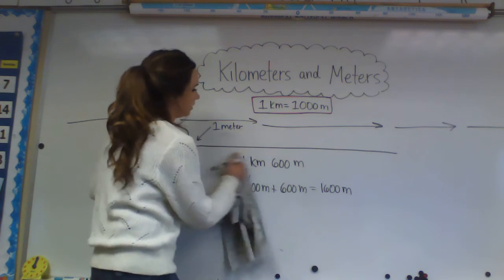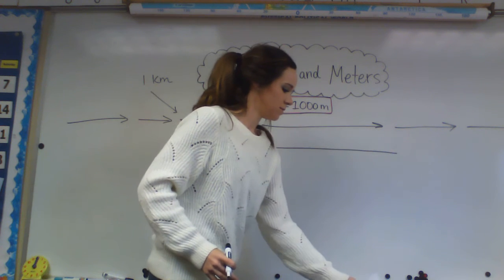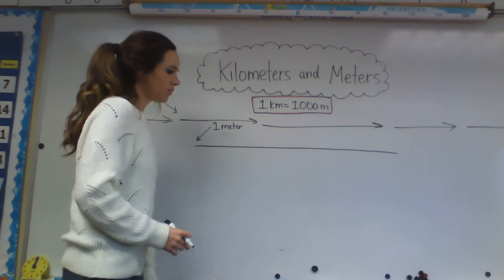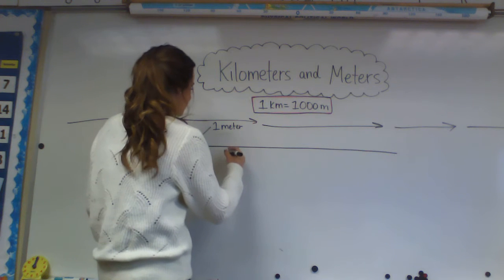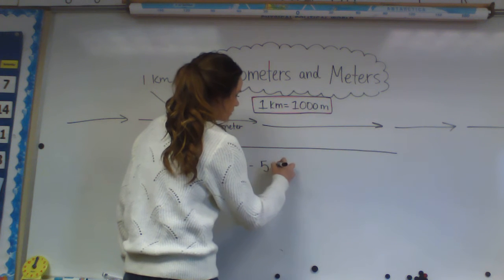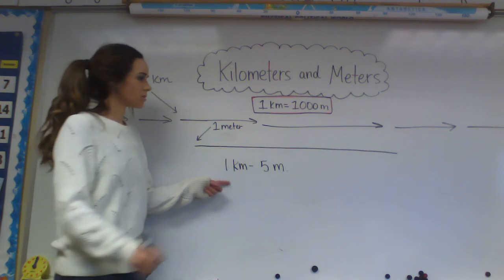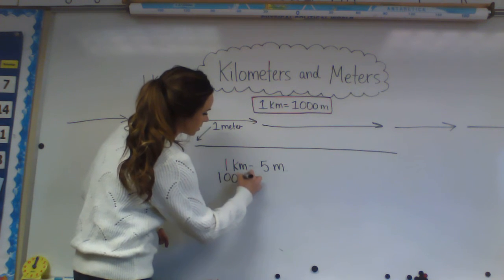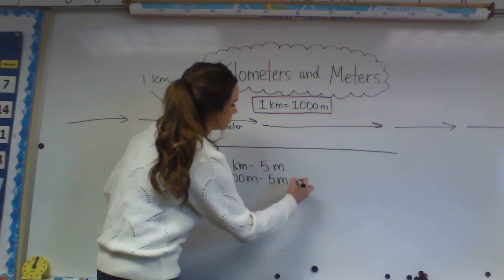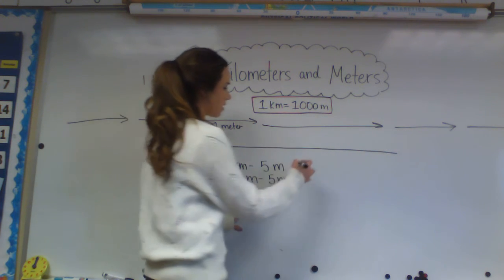All right. You guys following along? One more problem. We're going to subtract now. We're going to find the value of 1 kilometer minus 5 meters. Well, we know that 1 kilometer equals 1,000 meters. So we have 1,000 meters minus our 5 meters. Well, if you want to do that in your head, you can, or you can do it with me on the board here.